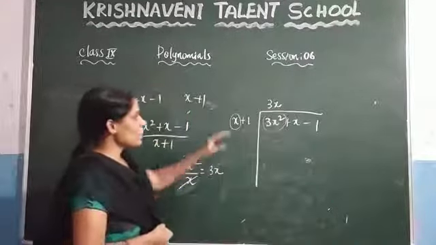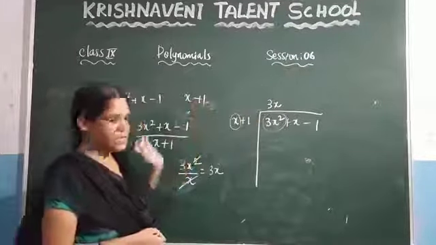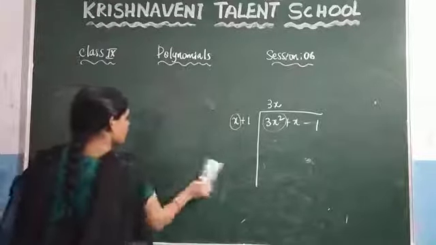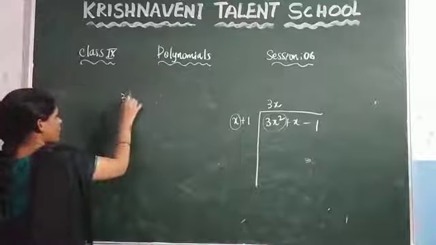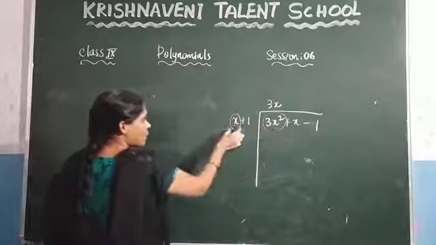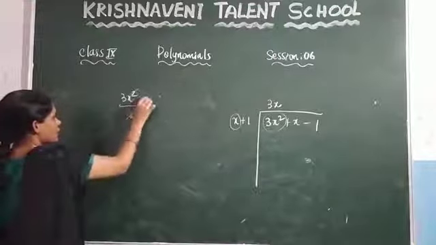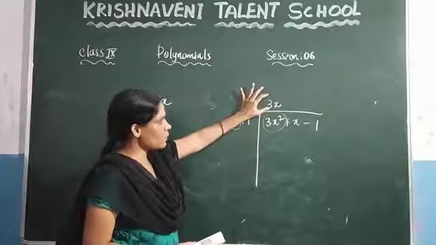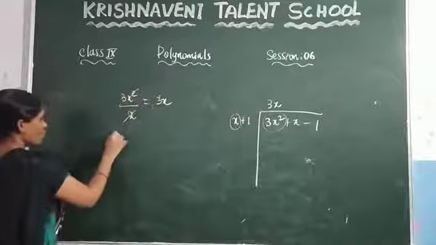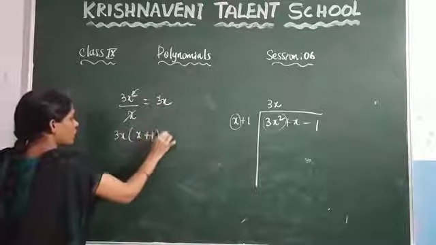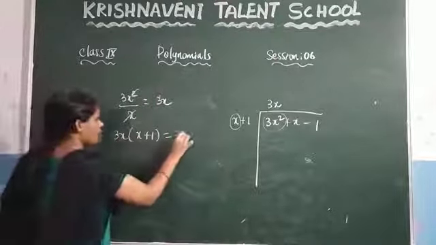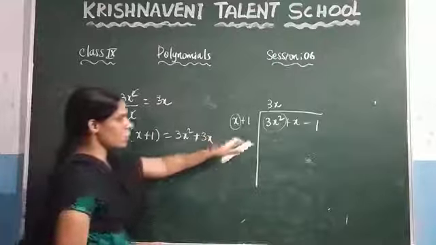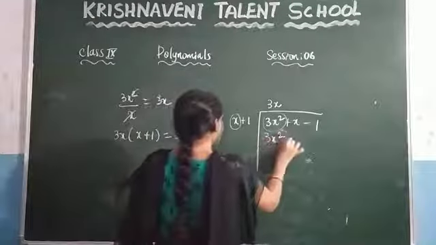Now, what is our next step? You need to multiply this 3x and x plus 1. This is the next step. What is the first step? You divide the first term by the first term. This x will get cancelled, and you will get 3x. This will be the first term in the quotient. After that, the second step, you need to multiply these two values. So, 3x into x plus 1. What do you get? 3x into x, which is nothing but 3x squared, plus 3x into 1, which is 3x. Now write this value here: 3x squared plus 3x.